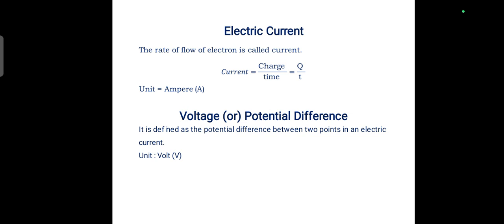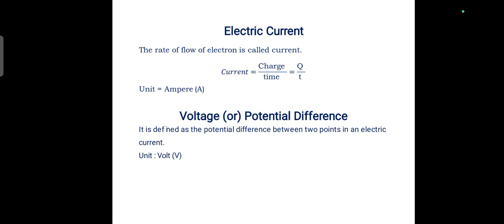So here, first of all, we have to recall the basic things. You are already aware of this. The first one is the basic concept of electric current. It is nothing but the rate of flow of electrons, and is called current. So we can write it as current is equal to charge by time, that is Q by T. The unit for current is amperes, denoted with capital A.